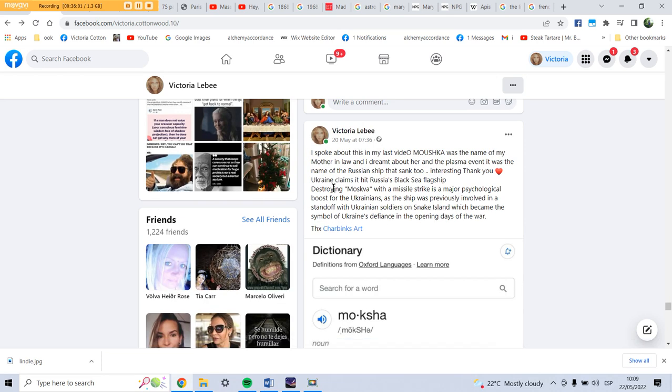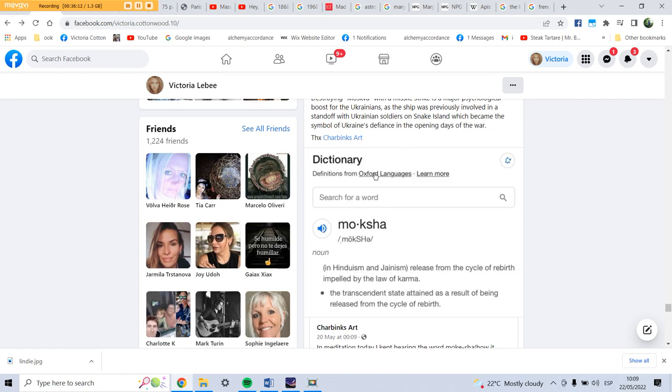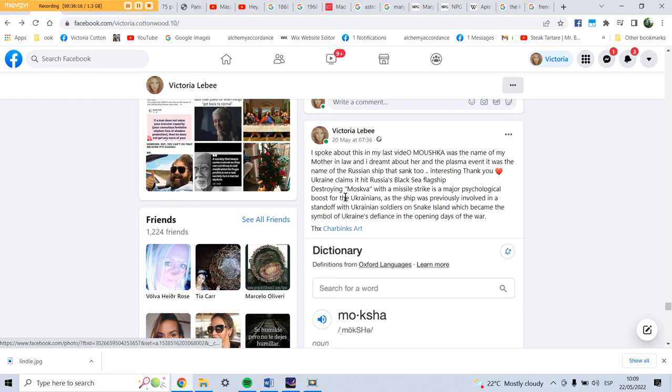So that was the name of the Russian Black Sea ship Moskva. Destroying Moskva with a missile strike is a major psychological boost for the Ukrainians. So destroying your ability to make this jump, it's all a game on our psyche.